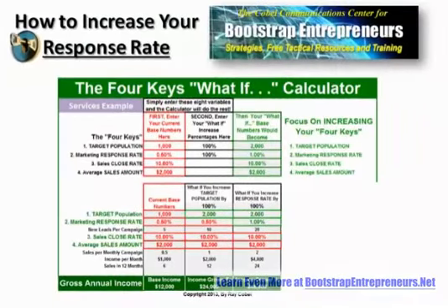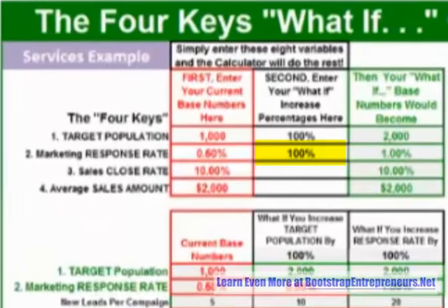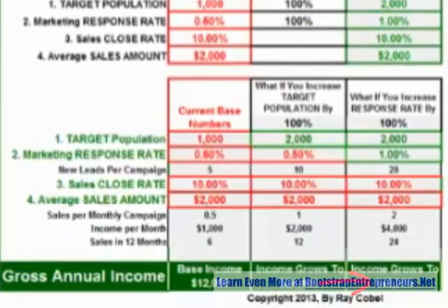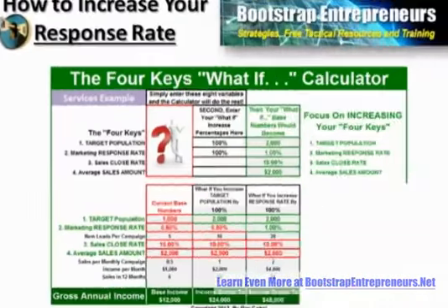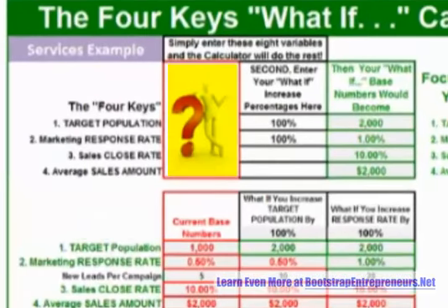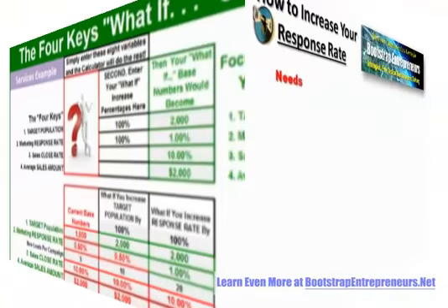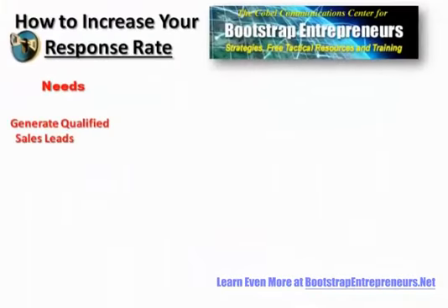You recall from the 4 keys overview that increasing your response rate by 100% on top of increasing your target population by 100% can double your income again. So the big question now is, how can you increase your response rate? Well, let's first look at what you need. You need to generate qualified sales leads, and you need to start and build relationships that can eventually pay.